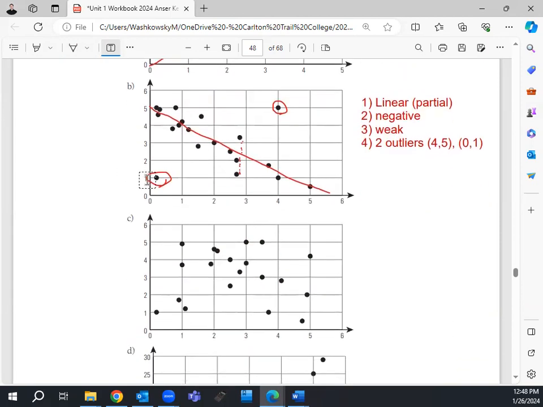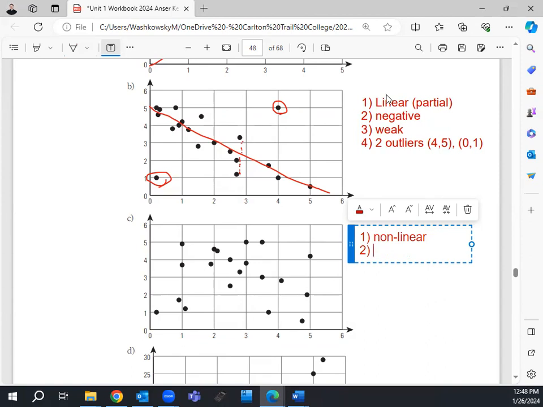So let's try out 2 more here. Question C. Does this look like we can fit a line in here? No, not really. At best, maybe something like this, but again, there's another one going up there. It's a non-linear one. That doesn't seem like I could fit an actual line in there. So this would be non-linear.